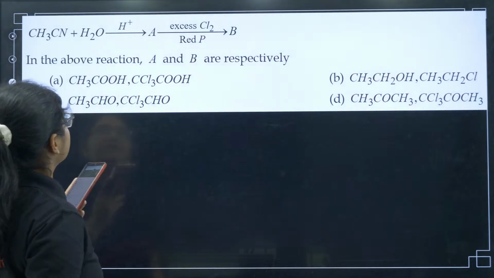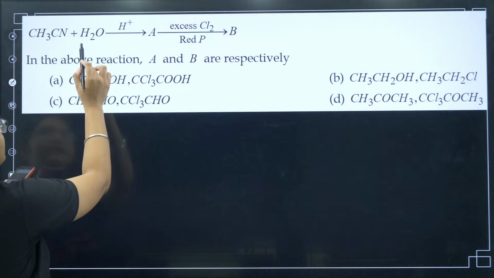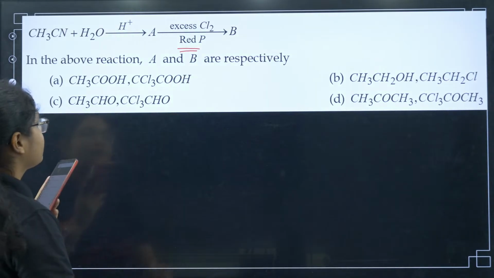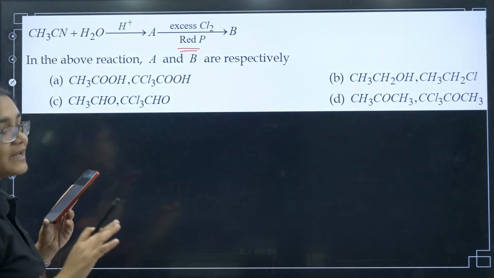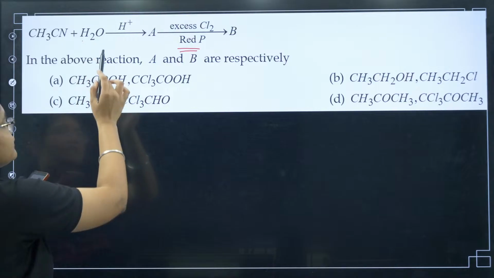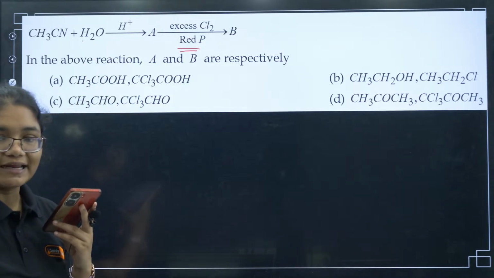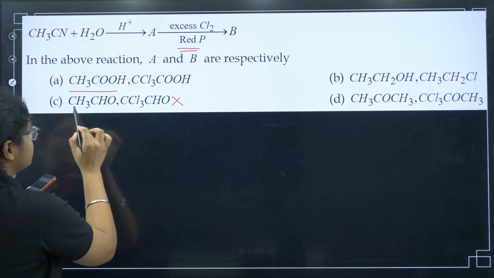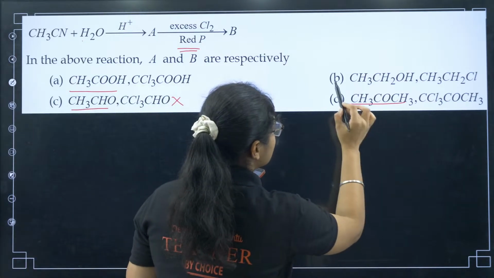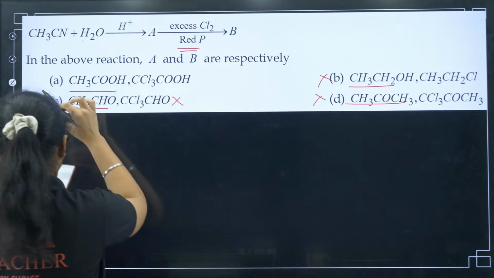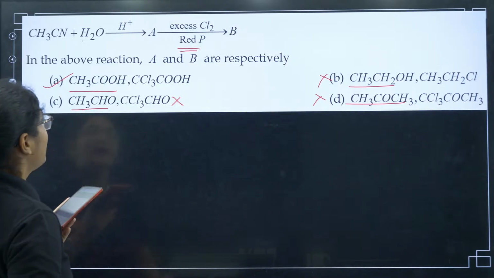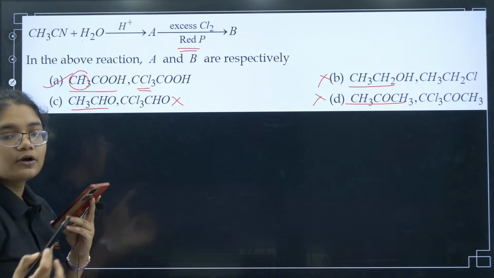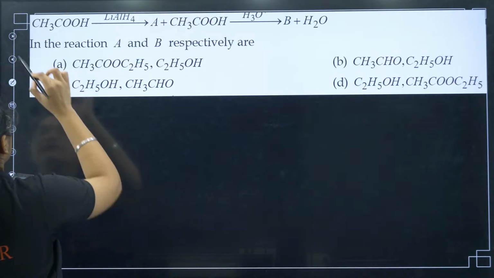Next question: CH3CN with H2O, and then excess Cl2 and red phosphorus. Very good question. First identify A. Hydrolysis of cyanides will give you acids, so that has to be CH3COOH. The others are not there, so directly option A. And with excess Cl2, all the alpha hydrogens are replaced with chlorine. That is your HVZ reaction.